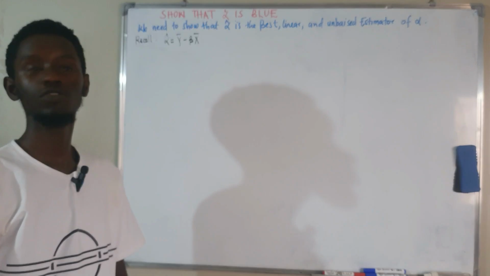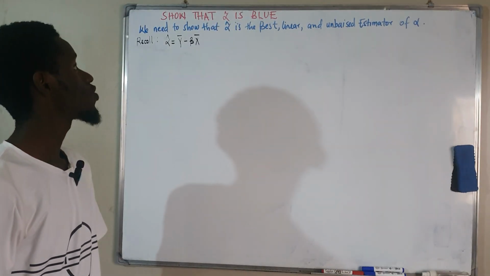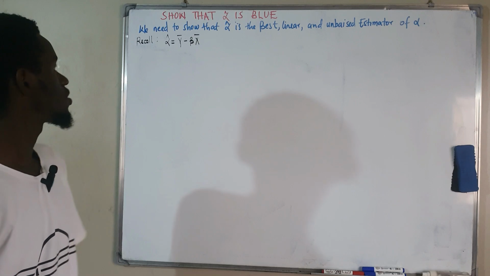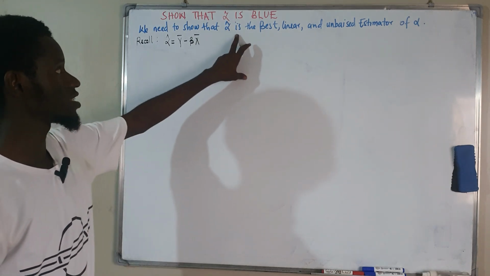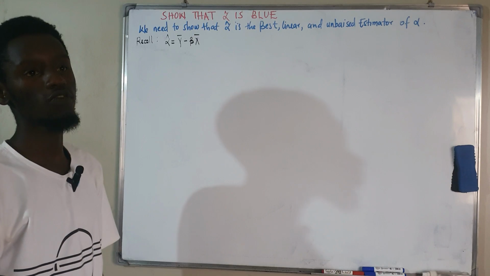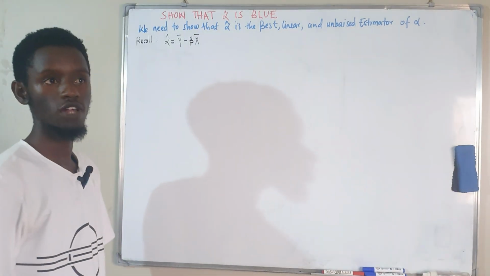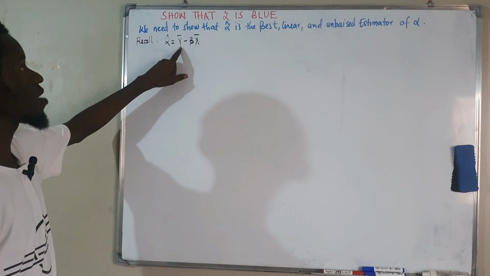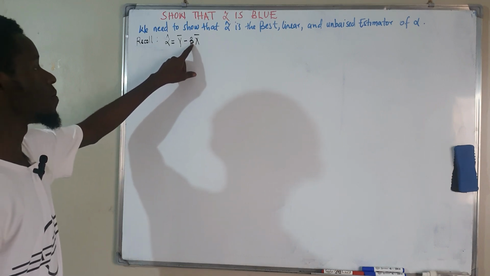Today we want to show that alpha hat is BLUE. What I mean by BLUE is that we need to show that alpha hat is the best linear unbiased estimator of alpha.